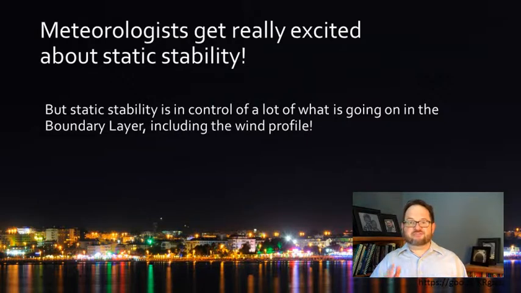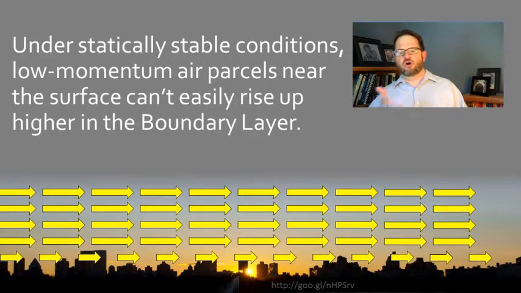But there are lots of other applications for static stability in the Earth's atmosphere, including ones that are near and dear to folks who want to go into wind power. Static stability is in control of a lot of what's going on in the boundary layer, and in particular with regard to the wind profile. Now, in later lectures, we're actually going to pick apart different wind profiles that we can make assumptions about, like the log wind profile and so on. But we're not doing that today. Rather, I just want to make a slice through the boundary layer here and get a feel as to why stability is going to matter.